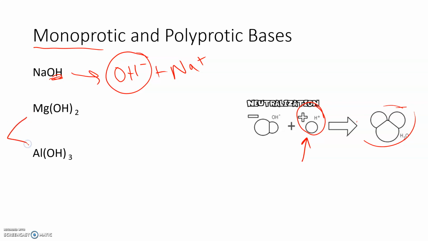You guessed it, these both are polyprotic bases. The reason why is they have more than one hydroxide ion as part of their structure. Mg(OH)2 would make 2 OH minus ions in solution, whereas Al(OH)3 would produce 3 hydroxide ions in solution. This is going to be important later. Just make sure you keep track of what is a monoprotic acid and base versus a polyprotic.